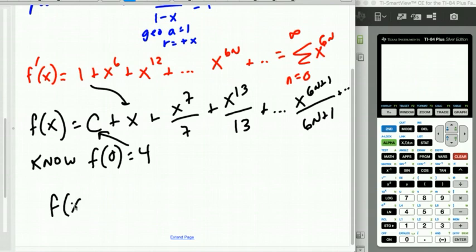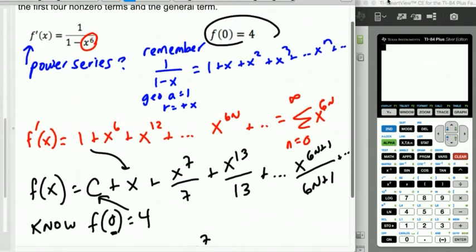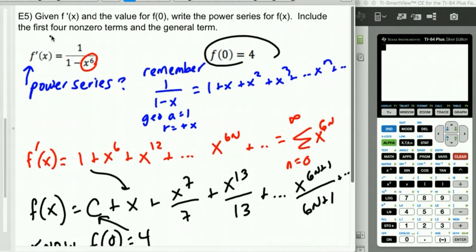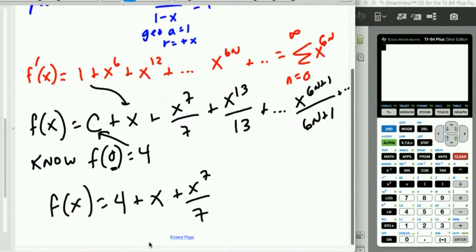So f of x is going to be 4, right? Because if I plugged in 0 for x, all of these terms are knocked out. So I'm going to get 4 plus x to the 7th over 7. Now let's see how many terms we were asked for. First, 4 non-zero terms. So that's 1, 2, 3.